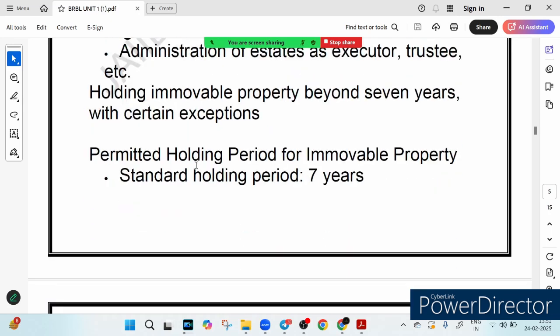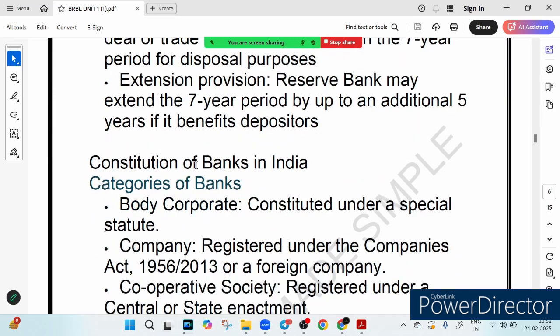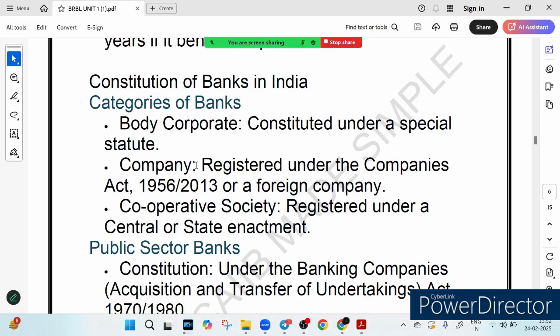Now let's discuss the next point: the constitution of banks in India. You can see it here, super important points. So friends, in this slide we are diving into the constitution of banks in India. Sounds technical, but trust me, it is way more interesting than it sounds.